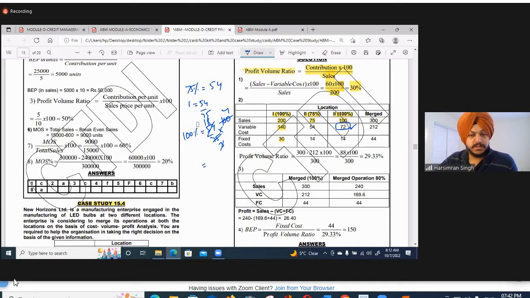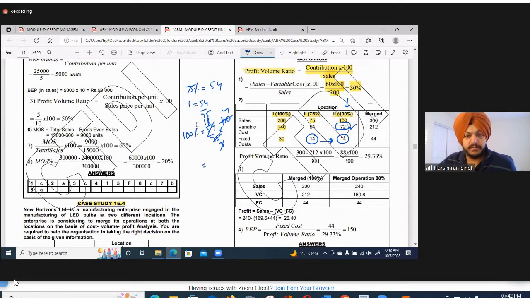But fixed cost remains the same. Even if the unit is operating at 75%, you have to give the full rent. At 75% operating capacity, sales can be 75%. Variable cost will be less, because if your sales are less, variable cost will also be less. But the fixed cost will be the same. So this is your location 2 at 100% capacity.